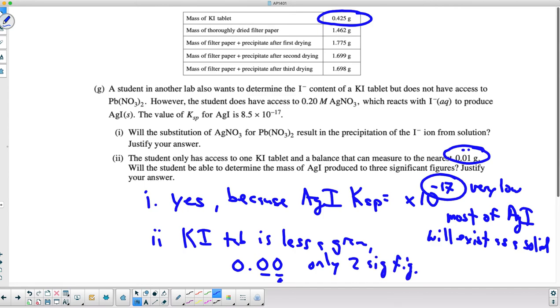So the answer to that is no. What does it say? Will the student be able to determine the mass to 3 significant figures? The answer is no, and it's no because of this reason here. Like I said, super quick and super easy. So good luck on this AP problem.